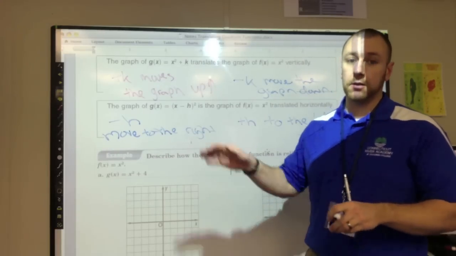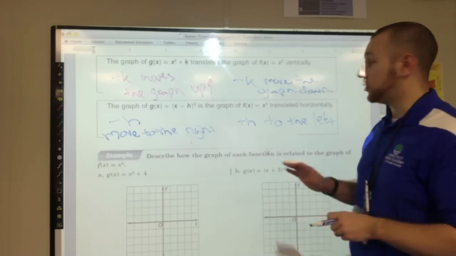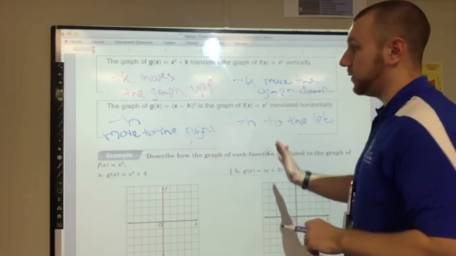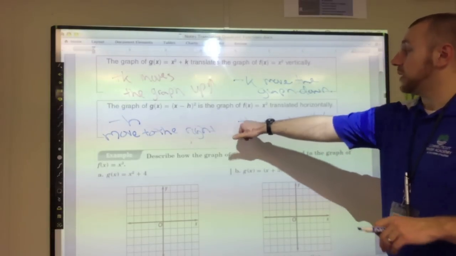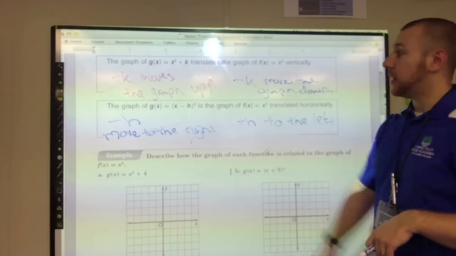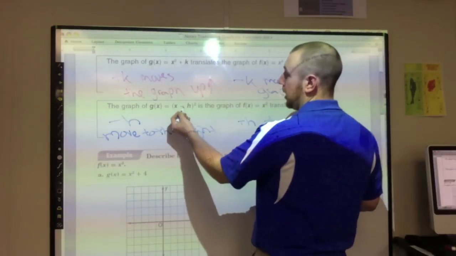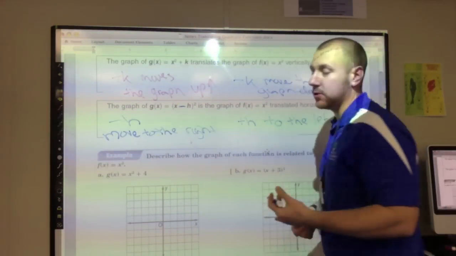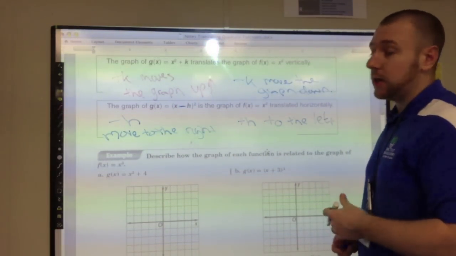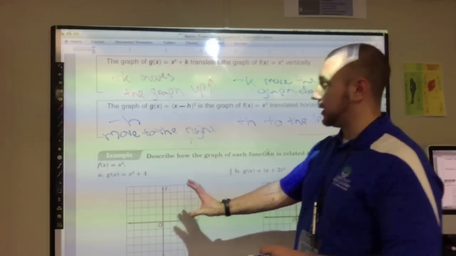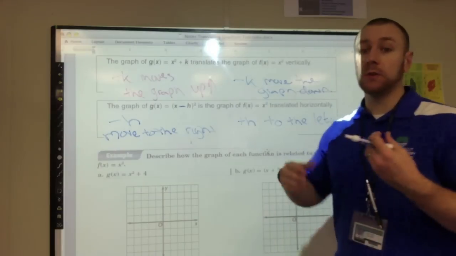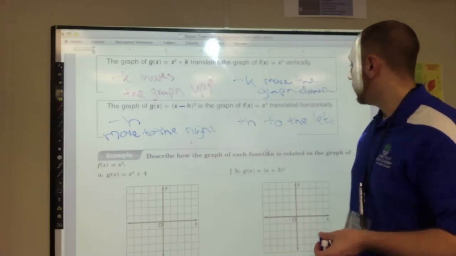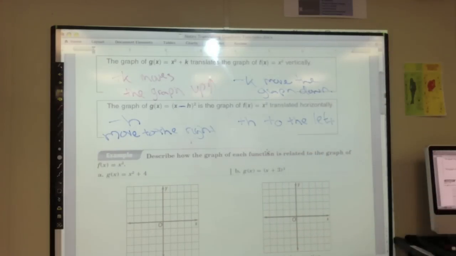It's opposite of what you would think. Because usually if we're moving to the left, it's a negative. In this case, if we're moving to the left, it's a plus h. And that's because if you have a minus, it's always written as x minus h. So if I want something in the negative realm, it would be minus a minus, which becomes a plus. Okay? So then we're going to be graphing here.